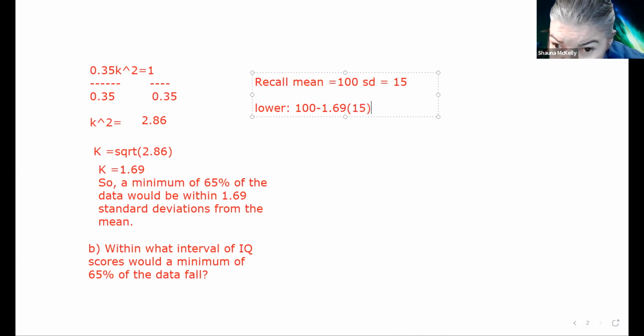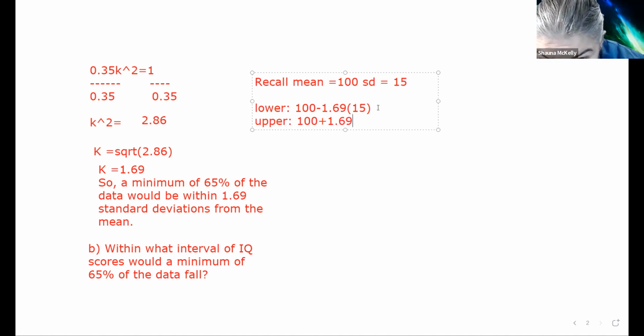Now, the reason I wanted to go back over another example like this is to show you the difference between K and S. K is this 1.69, which corresponds to my 65% of the data. S here is the standard deviation of the scores that I'm using. My upper boundary would be 100 plus 1.69 times 15.